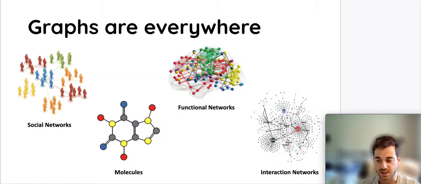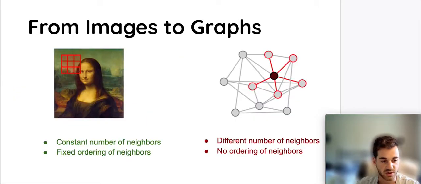And the reason is very simple: graphs are everywhere. So here we have a few examples. We can have social networks, we can have molecules, we can have functional networks of the brain, and we can have interaction networks of protein-to-protein interactions.